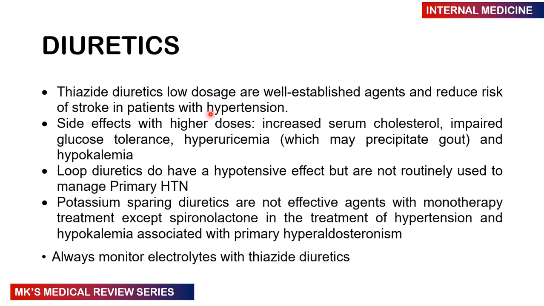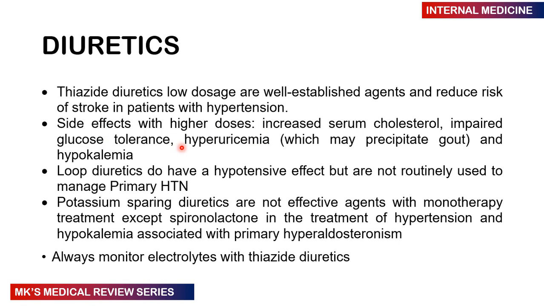So here the most common that I've seen is the thiazide diuretics, and usually we don't give them on their own. They're usually combined with either another class of diuretic or they're combined with another class of antihypertensives. So usually the thiazide diuretics in low dose are a well-established agent, and they actually reduce the risk of stroke in hypertensive patients. But they do have some side effects such as increase in cholesterol, impaired glucose tolerance, hyperuricemia that may precipitate gout, as well as hypokalemia.